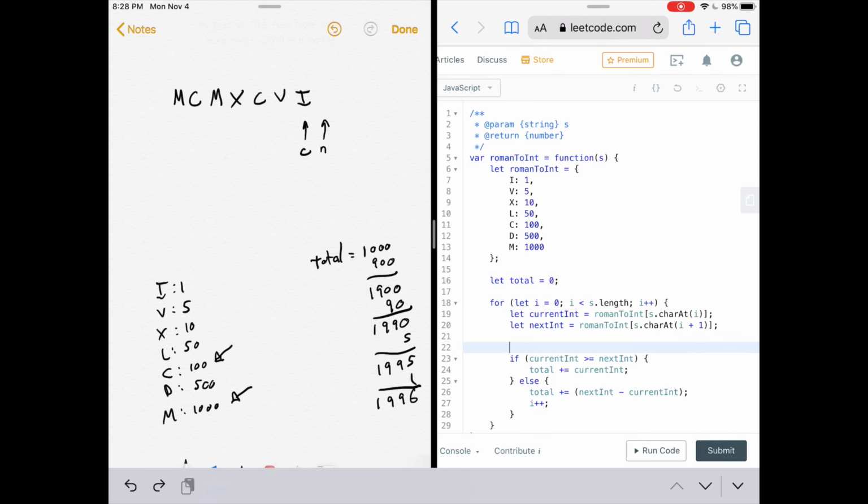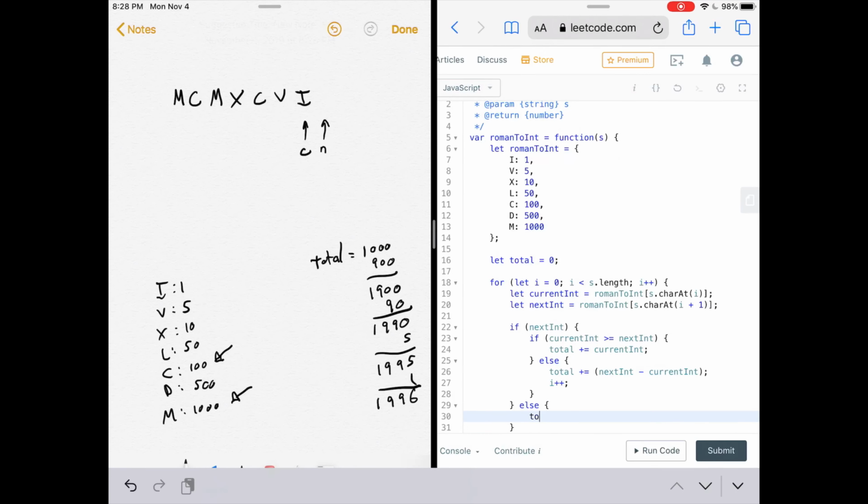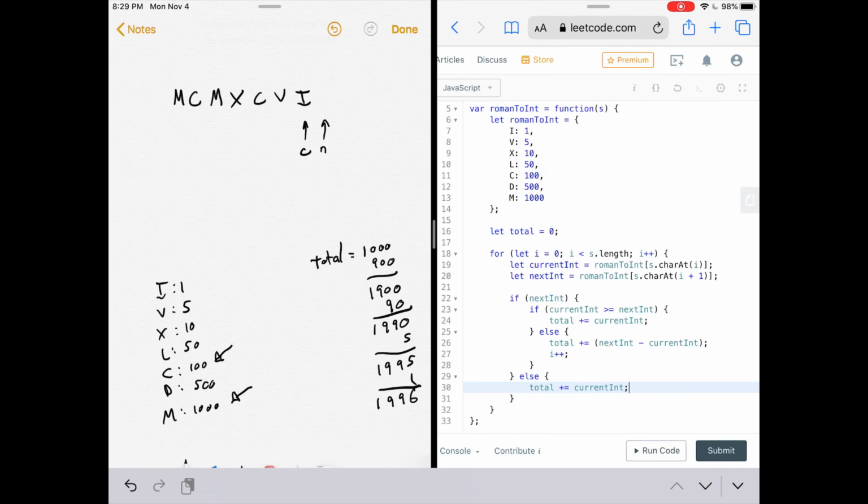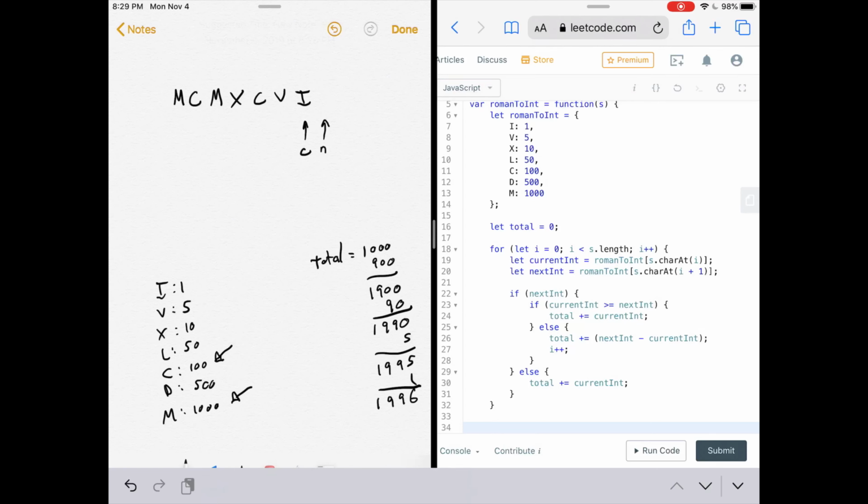How would we represent that in the code? We'll just come up above this if statement and say we'll only do the steps below if there is a next integer. Otherwise, if there is no next integer, like in the case we're seeing now, we'll just add whatever our current is to the total. All right, so now that we've looped over every Roman numeral and added them up, all we have left to do is to return our total.